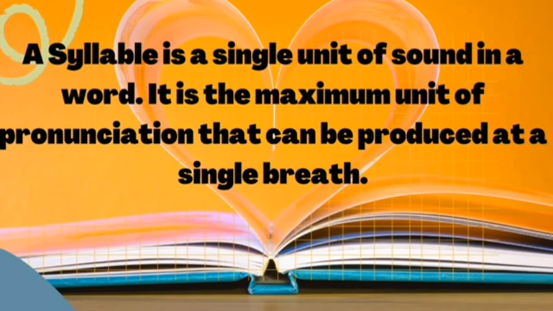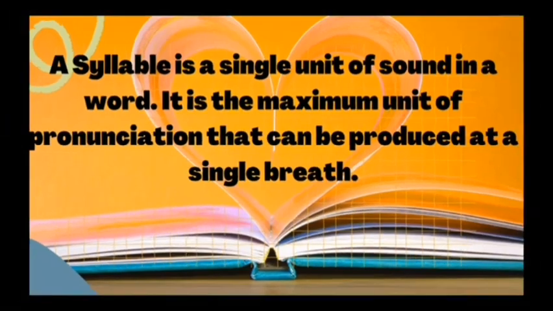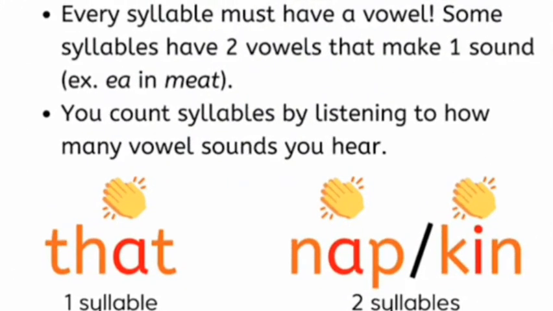A syllable is a single unit of sound in a word. It is the maximum unit of pronunciation that can be pronounced at a single breath. Every syllable must have a vowel. Some syllables have two vowels that make one sound. Example, in the word meat, we have EA, which has just one sound, which is the long vowel E. You count syllables by listening to how many vowel sounds you can hear.